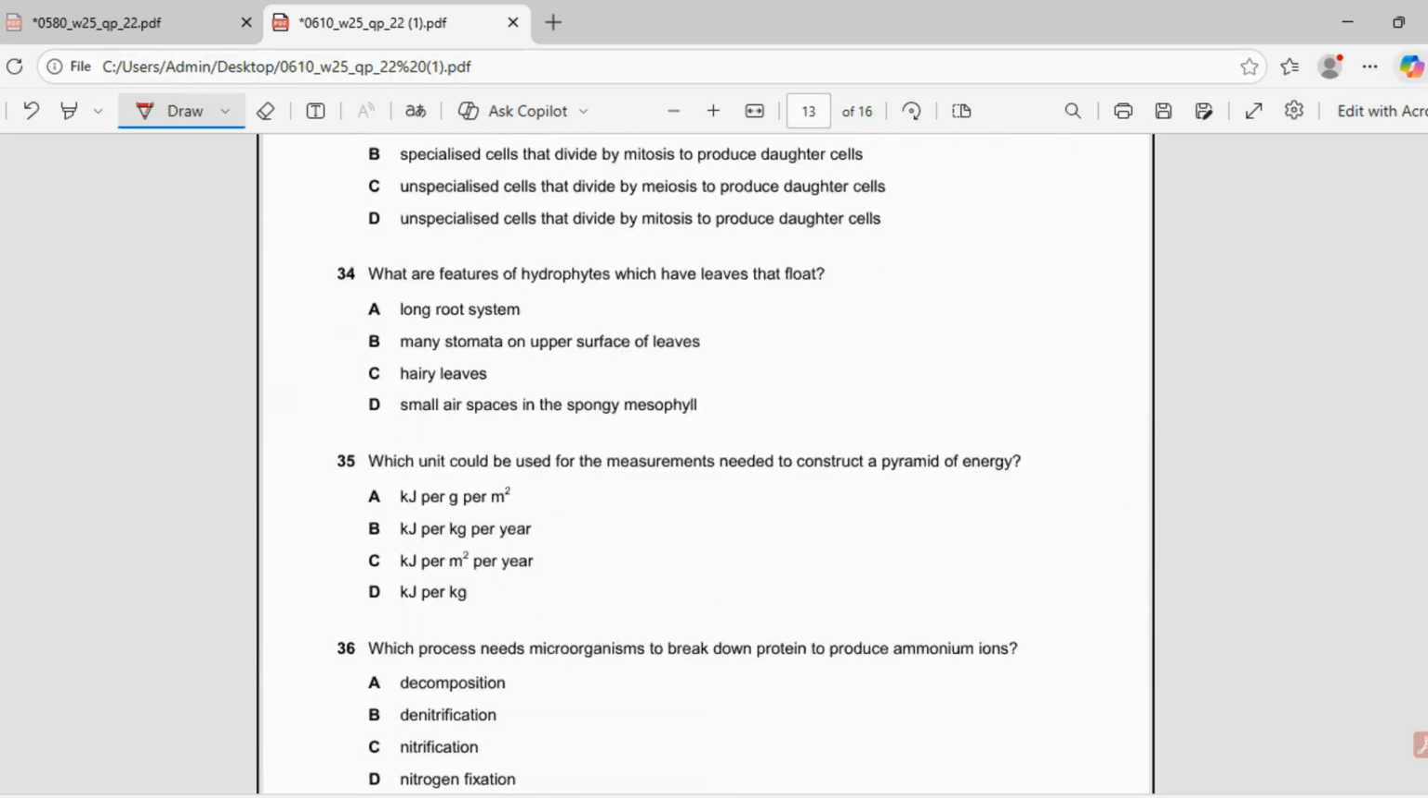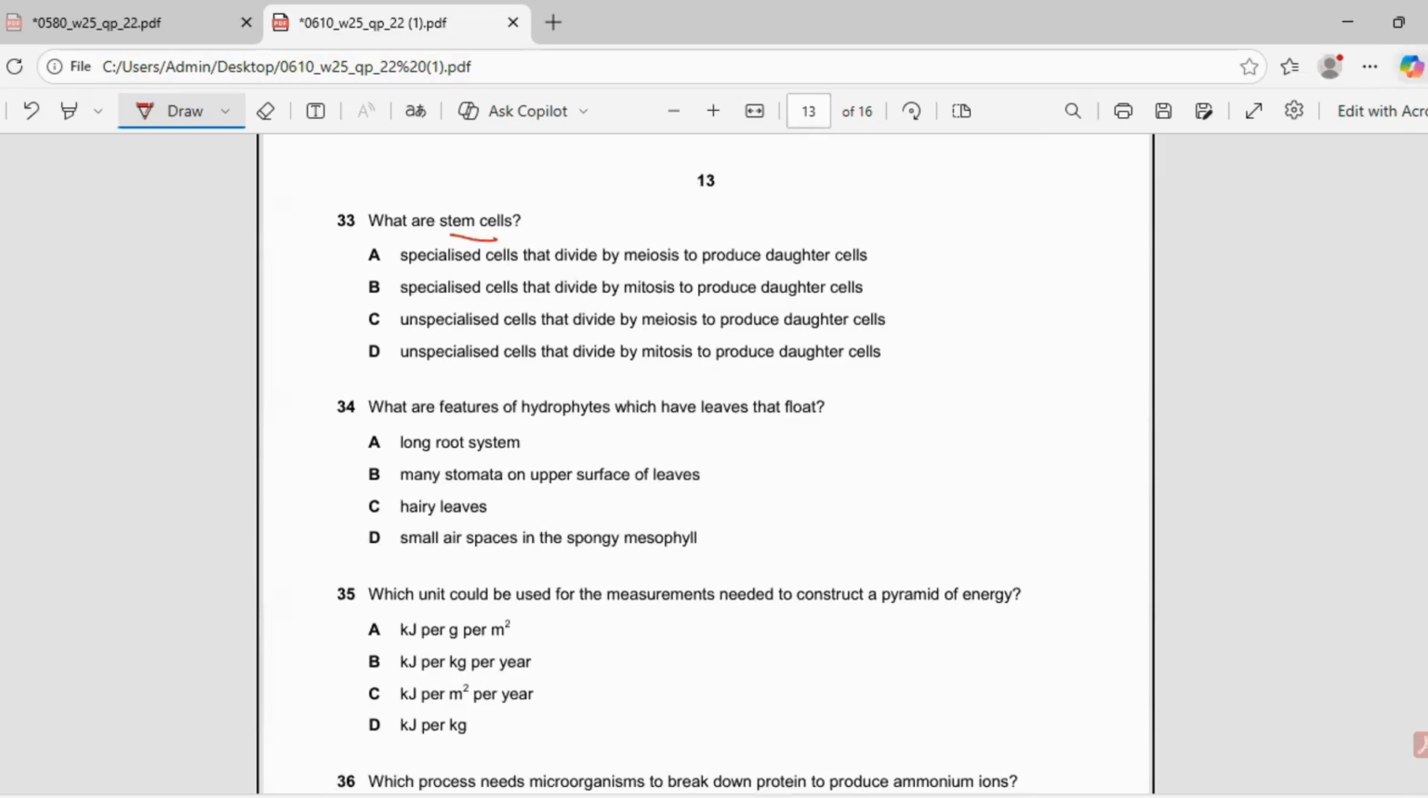Coming to the next question, the 33rd: what are stem cells? You know that stem cells are unspecialized cells that divide by mitosis to produce daughter cells. So D is the correct answer. In A, meiosis is given, which is completely wrong. The second one is wrong because it says specialized cells that divide by mitosis to produce daughter cells. They are saying specialized, which is wrong. They are unspecialized, which means they have not taken any form. The third is also wrong because it says they divide by meiosis.